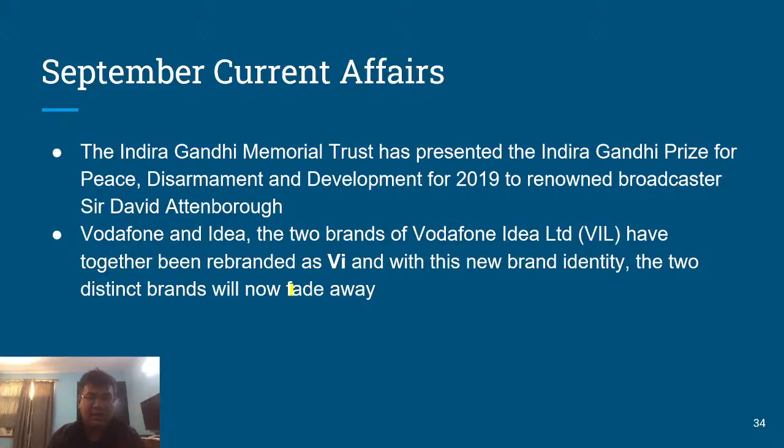Vodafone and Idea, meanwhile, these are two brands which were separate. The Idea has been part of the Aditya Birla Group. Vodafone is a British origin multinational. They had a merger a couple of years back, but even after the merger, the individual brands continued operating independently. That has now ceased after the latest brand change. So Vodafone and Idea have now completely merged. It's now called the Vodafone Idea Limited, rebranded as VI.